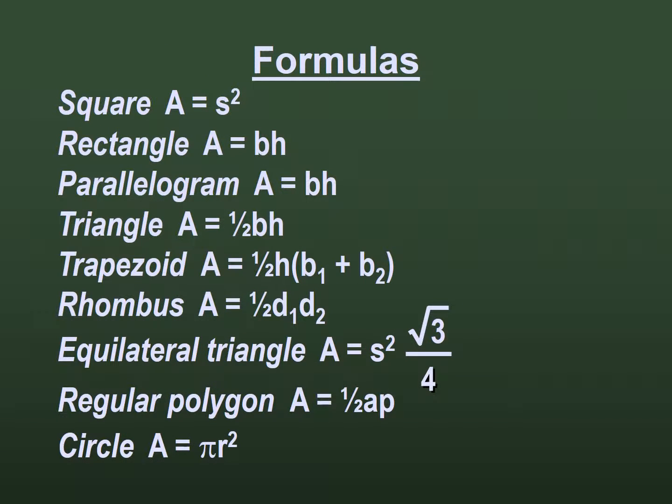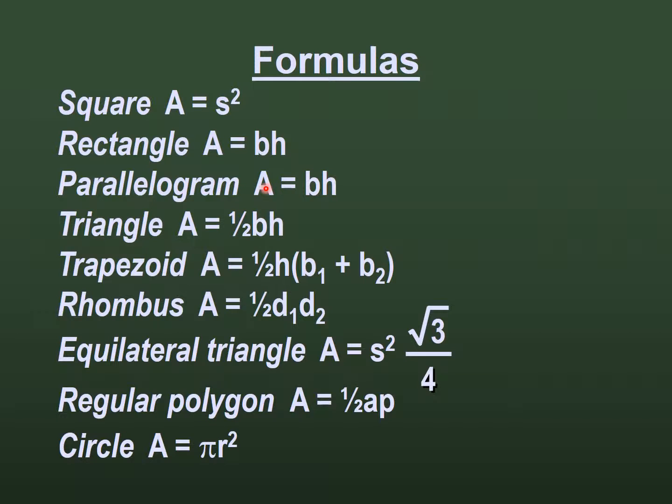Alright, so this is the last lesson in this chapter. So what I would like to do is go over all of the formulas for area and surface area that we have learned since the beginning of the chapter. We started with the area of a square, which was S squared, S standing for the length of one side, or an edge. Then we learned the area of a rectangle, which was B times H, where B was the base and H was the height. And then we learned the formula for a parallelogram.